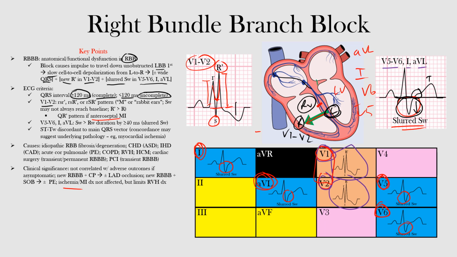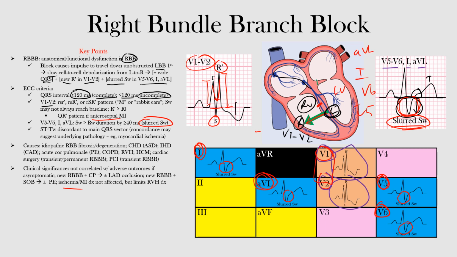Now in the left lateral leads, V5, V6, 1 and AVL, the S wave will have a greater duration than the R wave, and we'll see those slurred S waves as the vector heads away from those leads. And then remember, discordance is common and is normal in bundle branch blocks when the ST and the T wave are going in the opposite direction of the main QRS vector. Now concordance, we said, can suggest pathology such as myocardial ischemia. Then we went through all these causes and clinical significance.